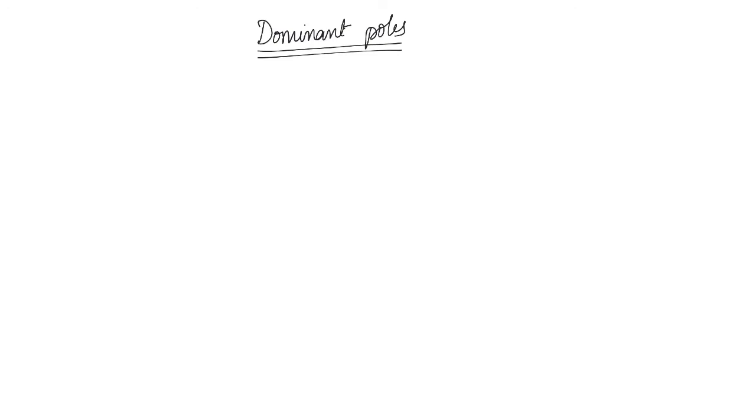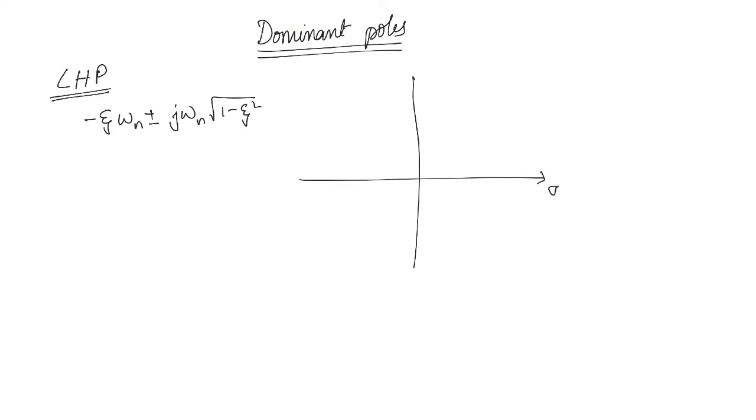For a system to be stable, the roots of the characteristic equation we have discussed should lie on the left half of the S plane. So what are these roots? Minus zeta omega n plus or minus j omega n root over 1 minus zeta square. If you take the S plane, this is sigma, the real part of S, and this is j omega, the imaginary part of S. So the roots we can represent like this.